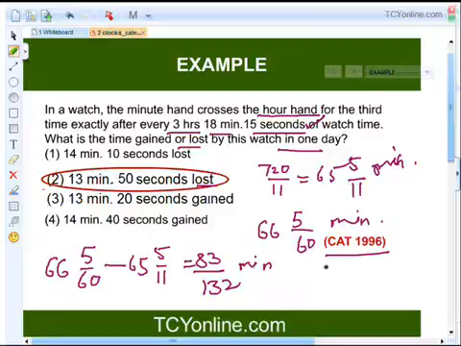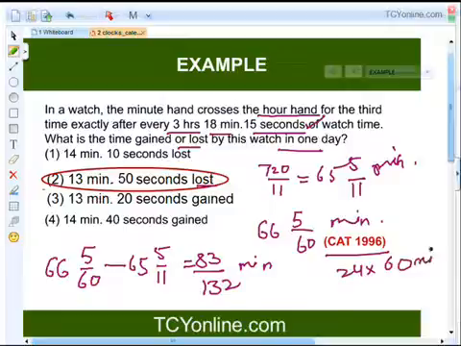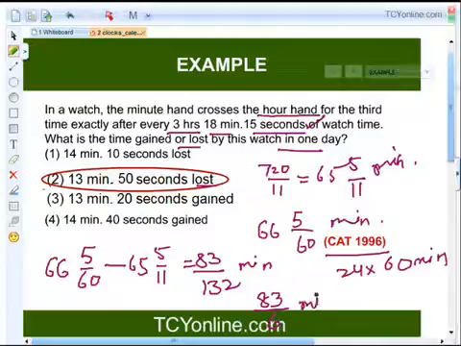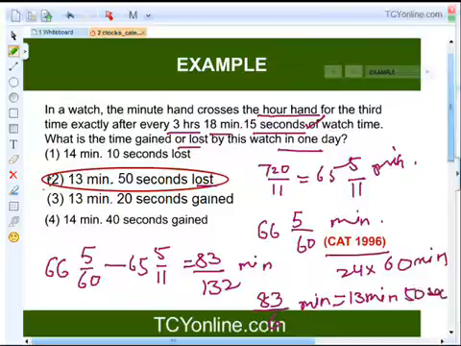So now in one day, that is 24 times 60 minutes of the correct time, it will lose 83/6 minutes, which is equal to 13 minutes and 50 seconds. Hence our correct answer will be the second option.